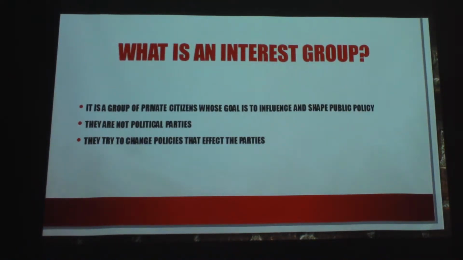So, what is an interest group? It is a group of private citizens whose goal is to influence and shape public policy. They are not political parties. They try to change policies that affect the parties. So, for example, parties, all their goal is to win elections. Interest groups support candidates to promote their point of view. And a big difference between political parties and interest groups is you can be in multiple interest groups, but you can't be in multiple parties.